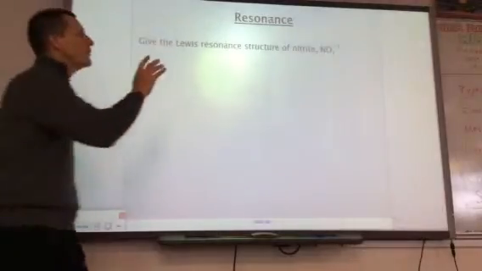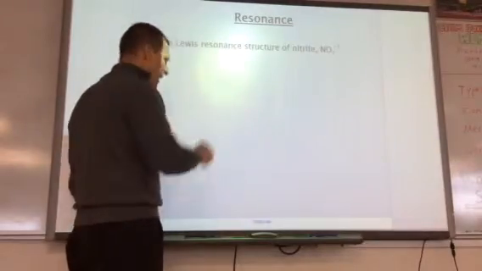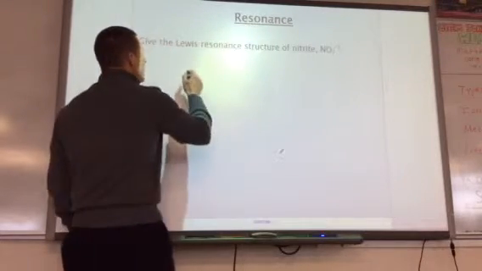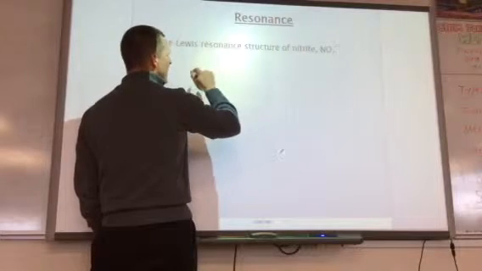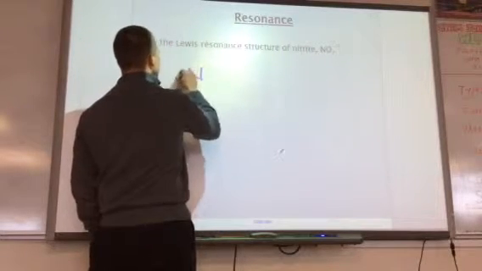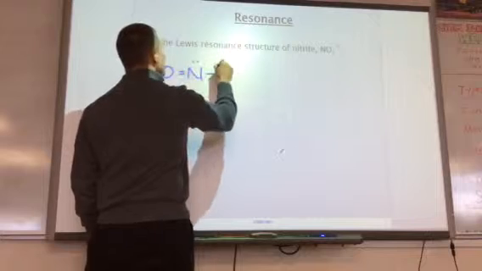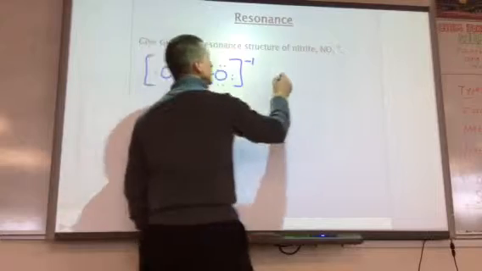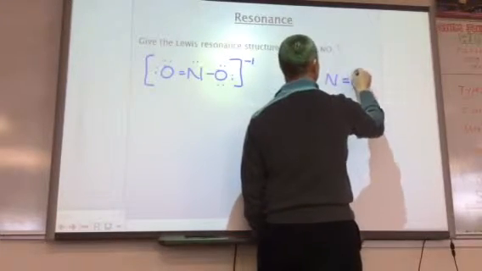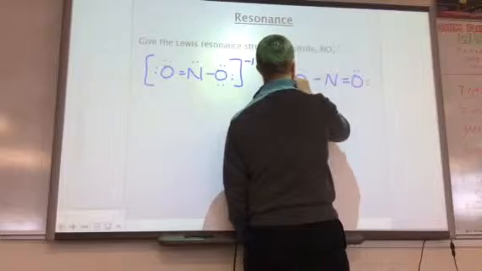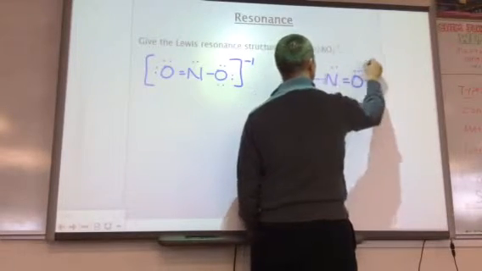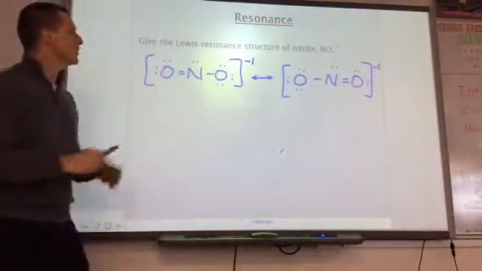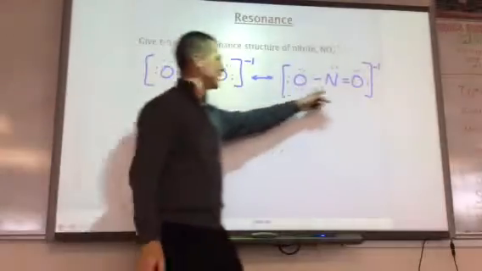Okay, so for this one, I intended for you to do this, but I'm not going to have you do it. Nitrite ion, I just want to show you this. This was going to be a follow-up from what we did with the resonance. This is what the nitrite ion looks like. Turns out that there's two resonance structures for nitrite. So the double bond could be either on the oxygen on the left or the oxygen on the right.